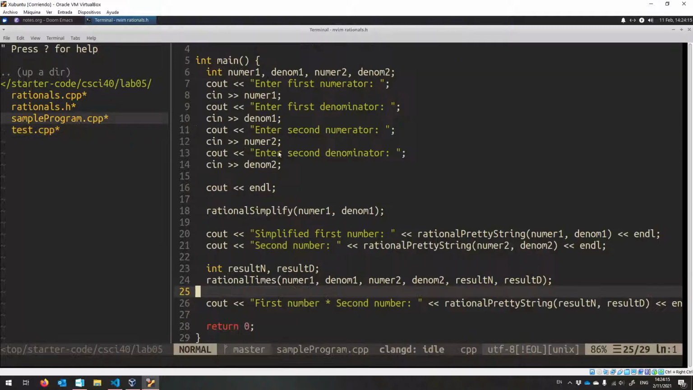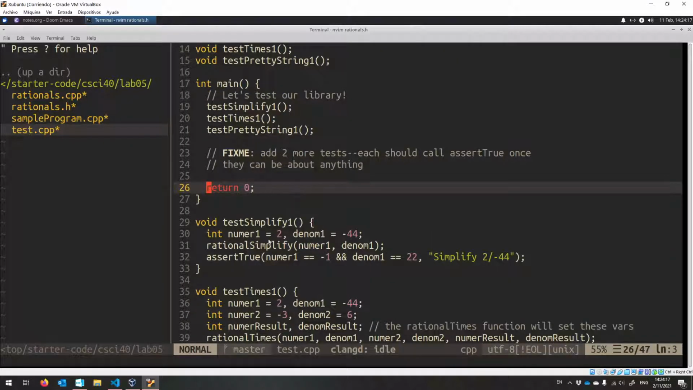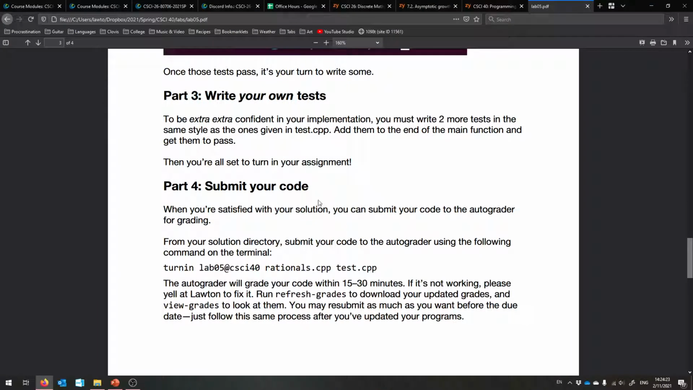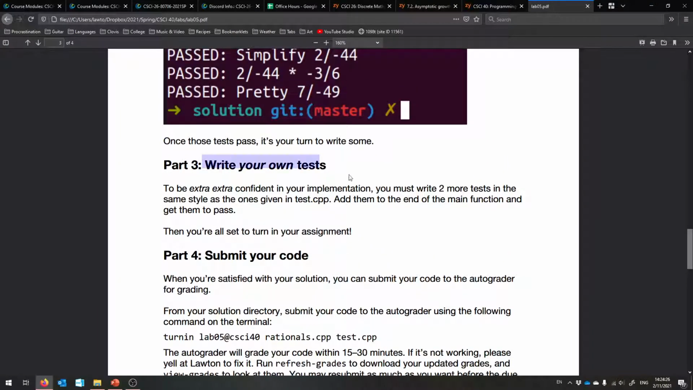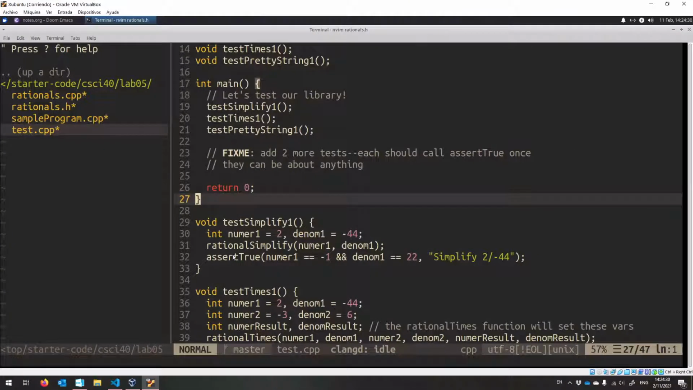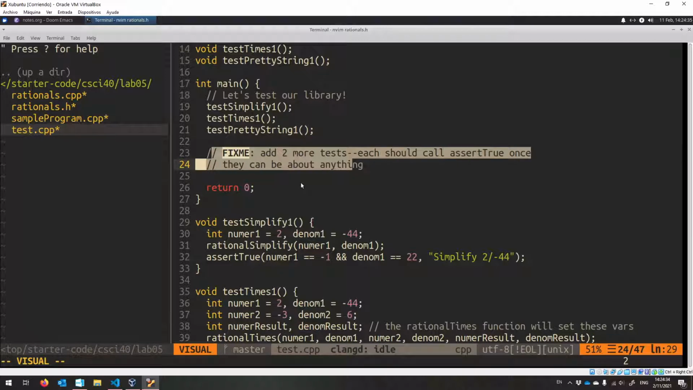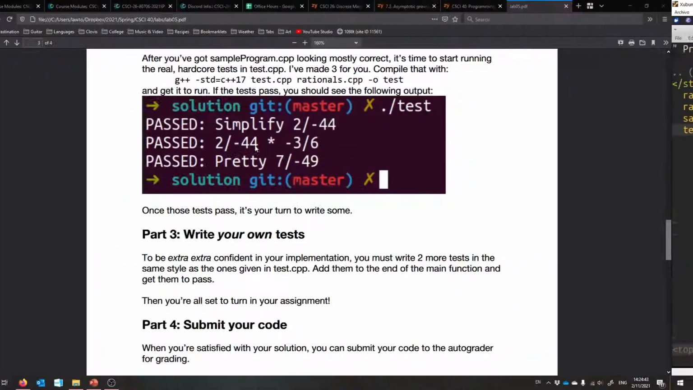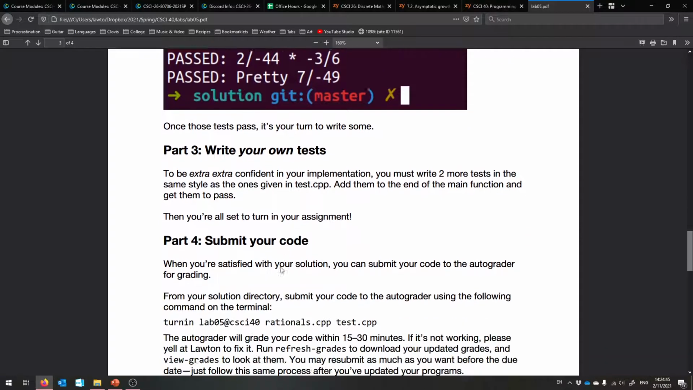After you've got everything working with the sample program, go and compile and run the test program and make sure you get passing results. And after that, it's your turn to write 2 extra tests using the same style. They have to print pass like that, so you'll just call assert true, of course. So make 2 more tests down here in main, and that is your entire lab. It sounds like a lot, but it was more explanation than actual implementation. I can promise you that. So you're going to write your own tests, and then you're done.